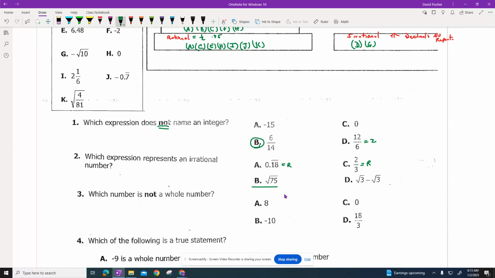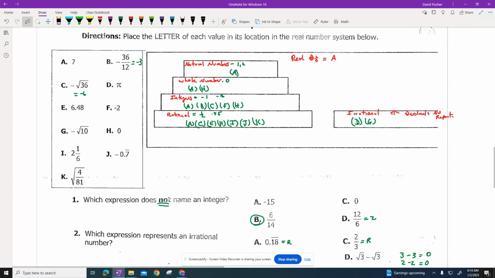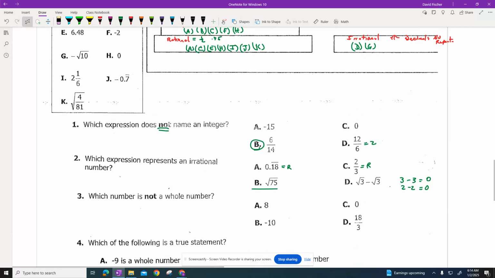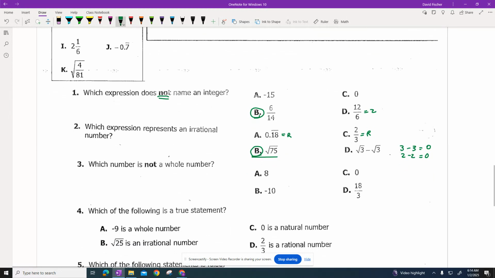Now if I have the square root of 3 minus the square root of 3, that would be like 3 minus 3, or 2 minus 2. Anything minus itself is always 0. So you had a little bit more math to do here. Even though it's the square root of 3 take away the square root of 3, that leaves us with nothing. So that really is a 0, which on our pie up here, 0 starts with whole numbers and falls into this and this. So it's a whole number, an integer, and a rational number. So now I'm sure letter B is the right answer for an irrational number.